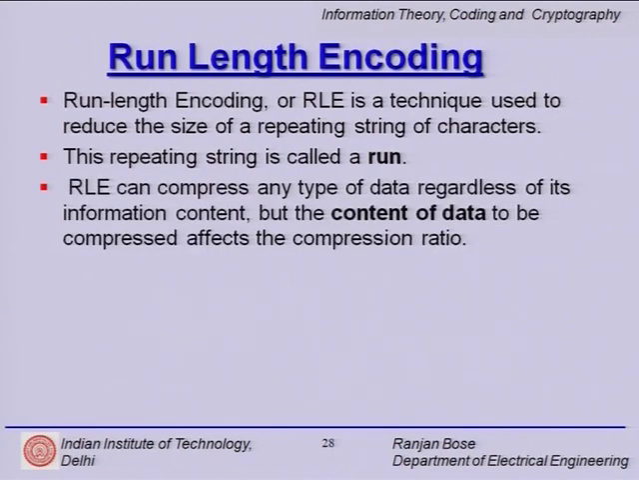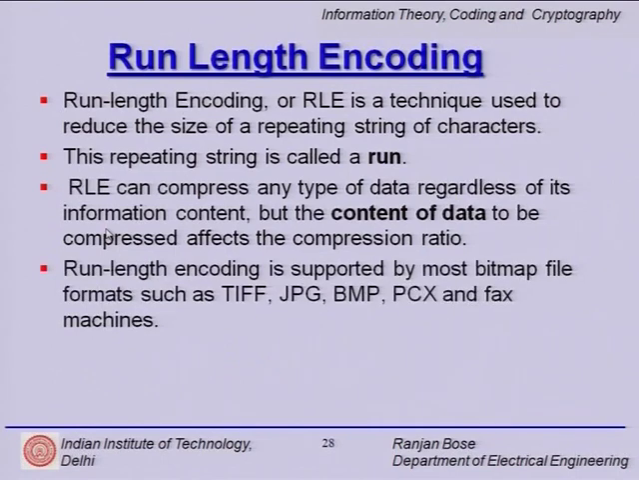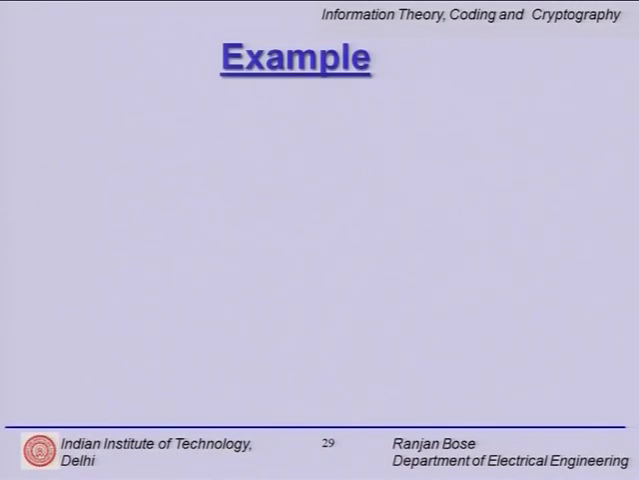Okay. So, run length coding can compress any type of data regardless of its information content. But the content of the data, the number of runs we have, will actually decide the efficiency of run length coding. And it is supported by most bitmap file formats like TIFF, JPG, BMP and so on, and very commonly used in fax machines. Because in a fax machine, where we have the page mostly blank and characters written on top, if you represent a white pixel by a 0 and a black pixel by a 1, we have huge runs of zeros. So, it is very efficient for fax machines.